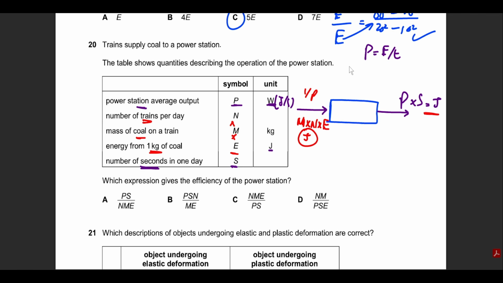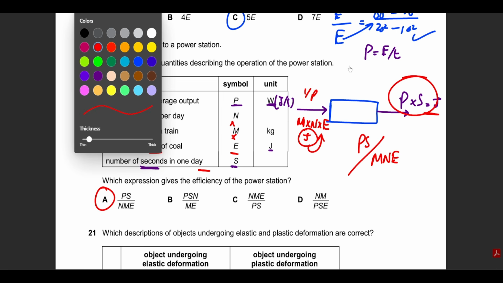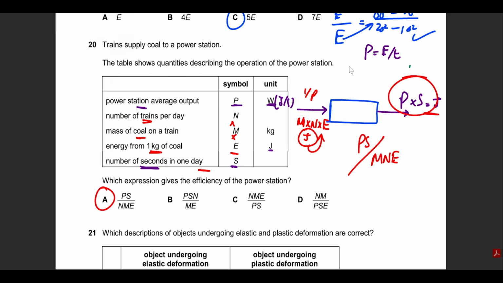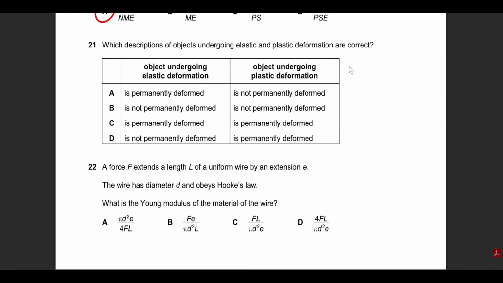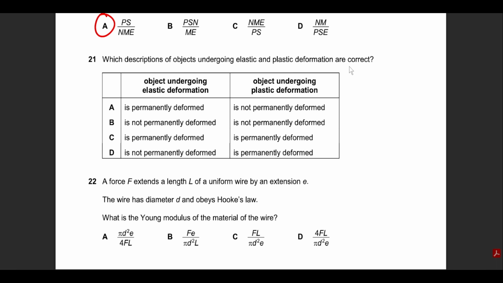Since the expression of efficiency is useful output, which is PS, divided by the total energy input, which is MNE, this should be option A. And even if you had tried this using the logic of just watts, this was joules, and if you divide this by S, the whole thing divided by S will again go in the numerator as PS. So you can keep the whole question in joules, or you can keep the whole question in watts. Be careful about that. Question number 21 is again based on memory, a very straightforward question.